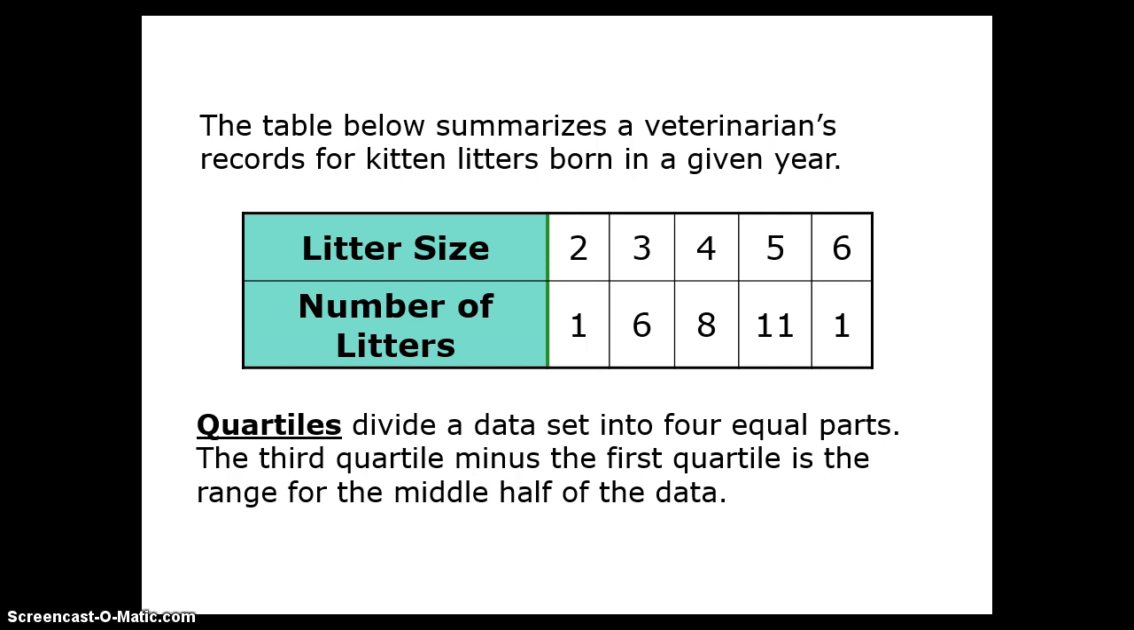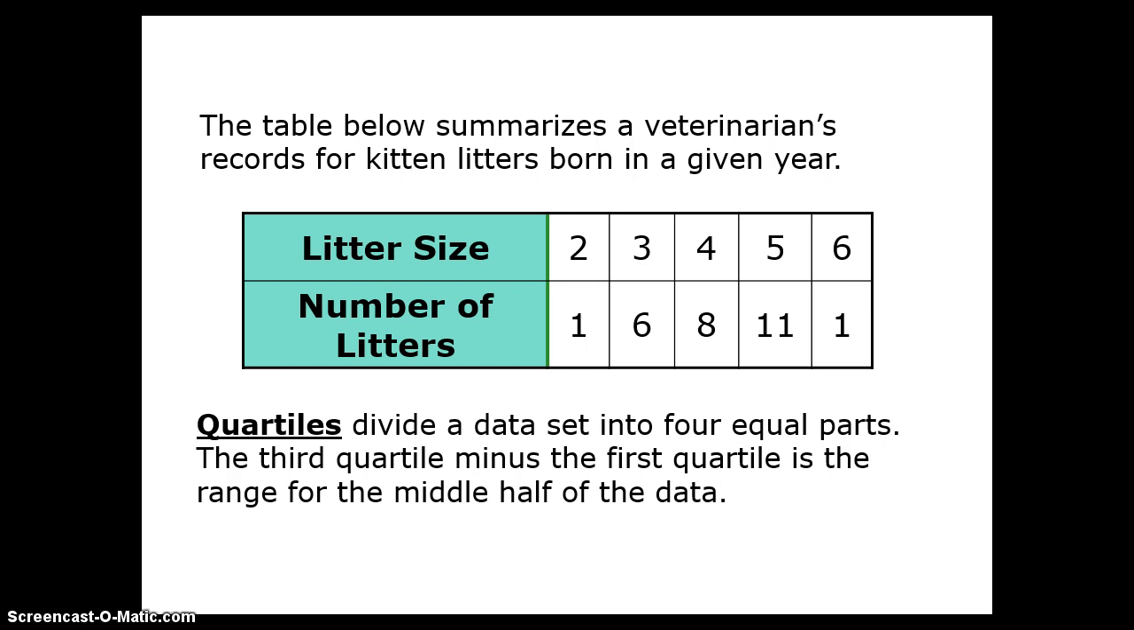Let's first talk about quartiles. Quartiles divide a data set into 4 equal parts. When I create quartiles, since there are 4 equal parts, I'm going to have a first quartile, which starts at the lower extreme, or my smallest data item, and goes to the first quarter of the data. A second quartile, which will be the median of my data.